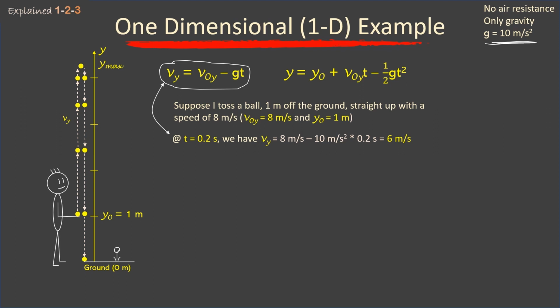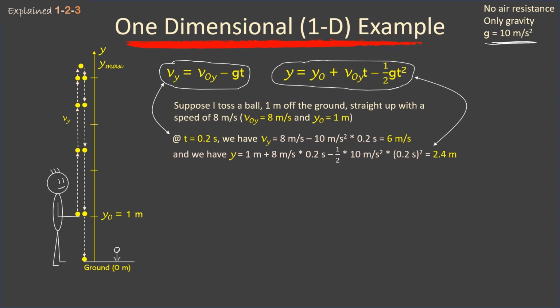9.8 is the actual g, but 10 is close enough for our demonstration here. And for position, we have y equals 1 meter, that is the initial position where I released the ball, plus 8 meters per second times 0.2 seconds, minus 1/2 times 10 meters per second squared, times 0.2 seconds squared. It comes to about 2.4 meters, and that was by using the second equation up there.